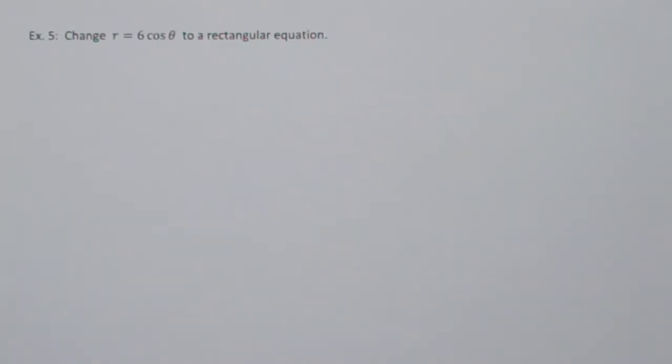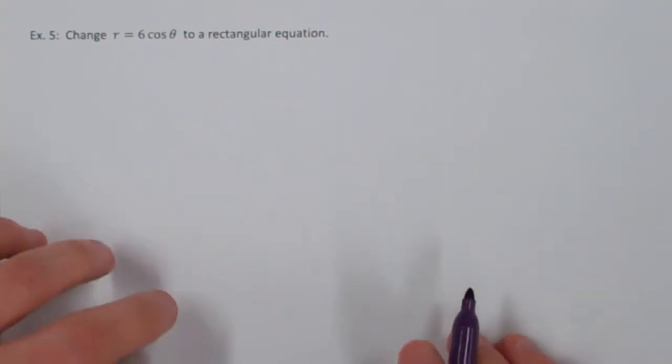Got a nice little equation here, and it happens to be r is equal to 6 cosine theta, and we need to change that to a rectangular equation. What I'm going to do is offer you some suggestions here, but we're actually going to go through what a student might do and how this might not work for you.